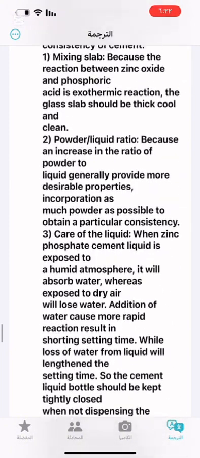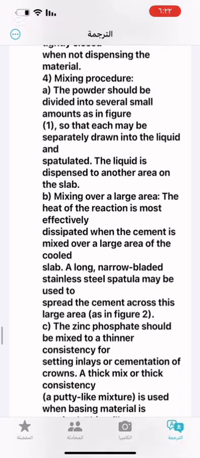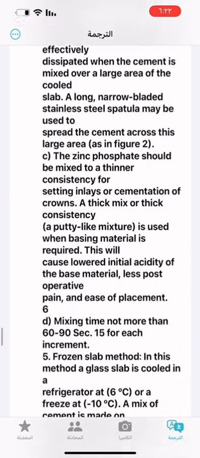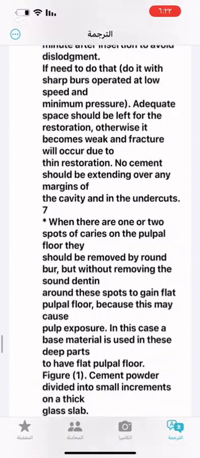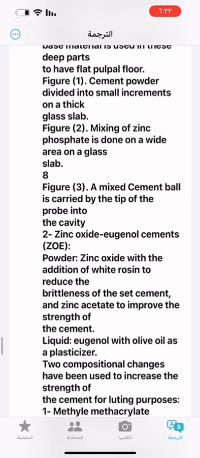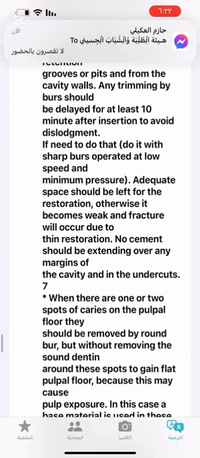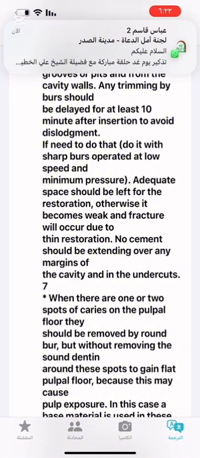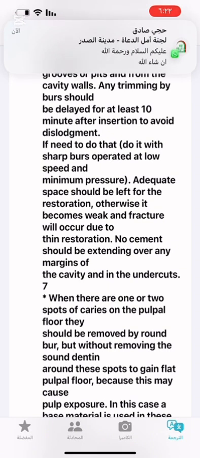cementation of orthodontic bands. 6. Insertion: the tooth structure should be dry. This will ensure better adhesion and a harder set. B. A small quantity of cement is rolled lightly into a ball between the thumb and the fourth finger, then picked up on the point of a probe and carried into the cavity, as in Figure 3.